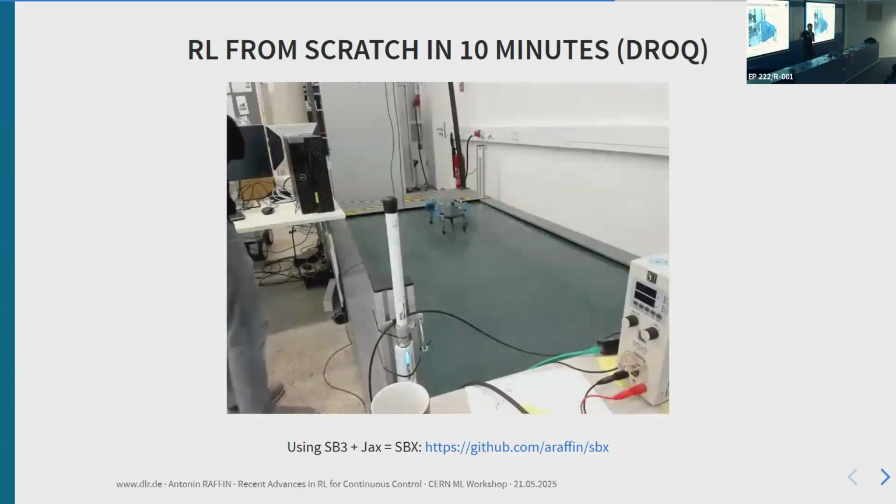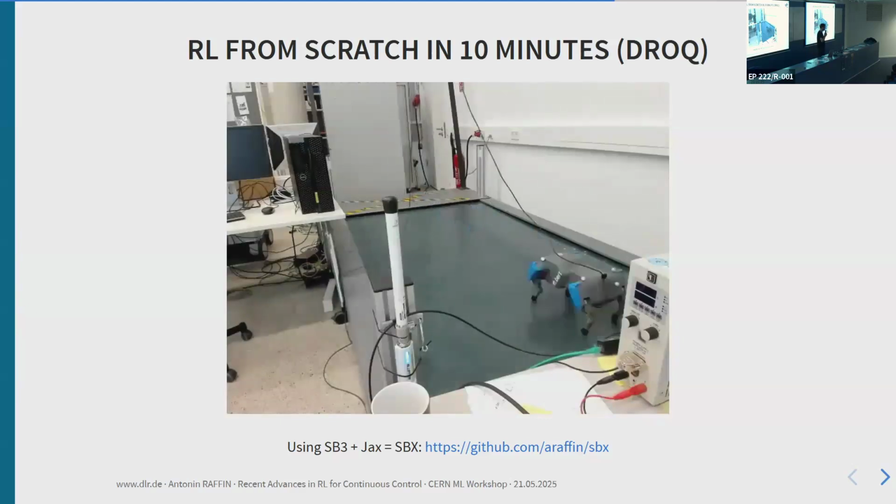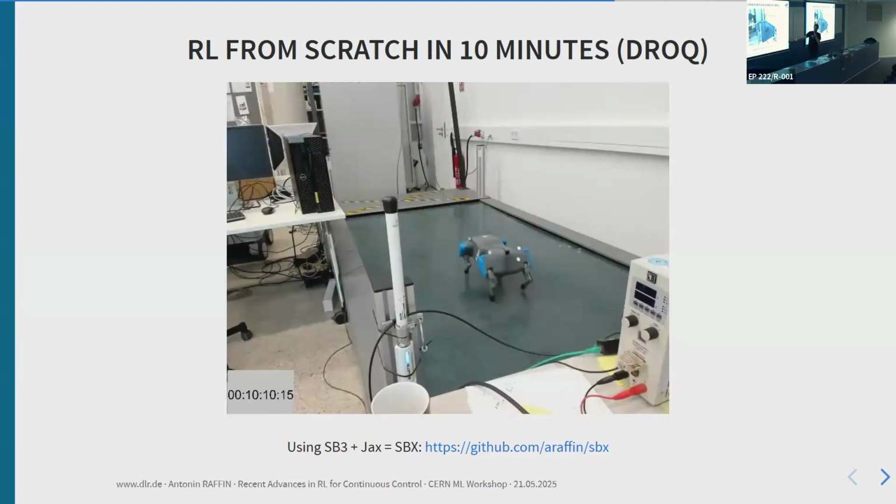By the way, all the algorithms I'm presenting today are actually implemented and available in the JAX variant of the Stable Baselines3 algorithms. The link is below. It's called SBX for short. Yeah, and that's what happened. After 10 minutes, it learns to happily walk forward from scratch.